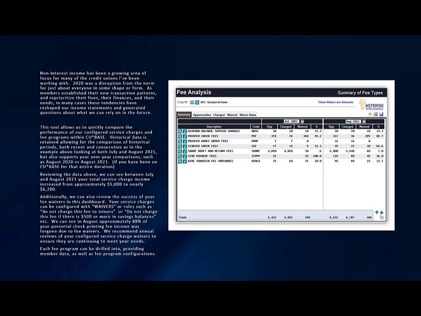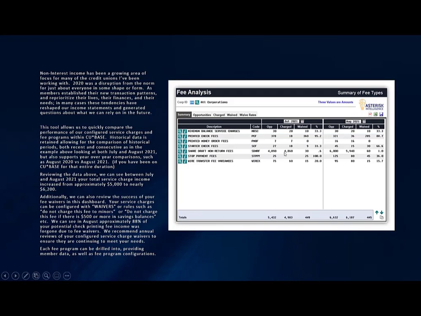The COVID effect was still certainly strong, but now that we're in August 2021, what kind of differences in numbers do we see? One of the things I saw in this data set was that the total service charge income increased from approximately $5,000 to nearly $6,200, and that's the share draft non-return fee service. So that's the courtesy pay service.